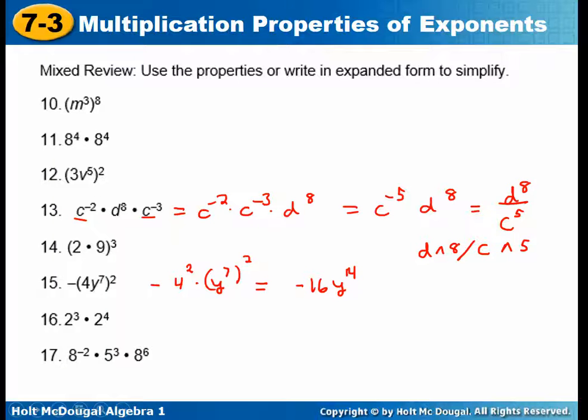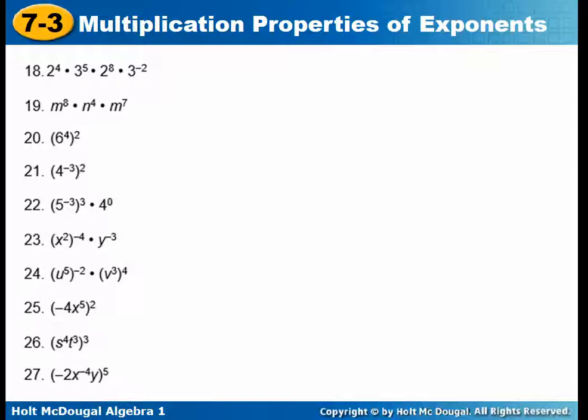Let's look at the next page. These are the rest of the problems. See if there's anything here that looks tricky. Let's look at number 27. In number 27, we have negative 2, x to the negative 4th times y to the 5th. Each of these are factors. Each of these needs to be raised to the 5th power. Put the negative 2 in parentheses because the whole thing is being raised to the 5th power. Then we would have x to the negative 4th to the 5th power. Then we would have y to the 5th to the 5th power.